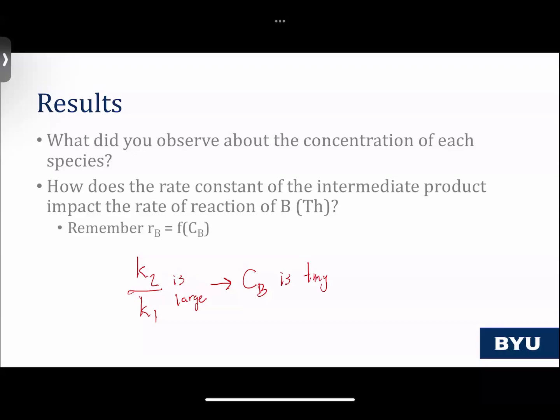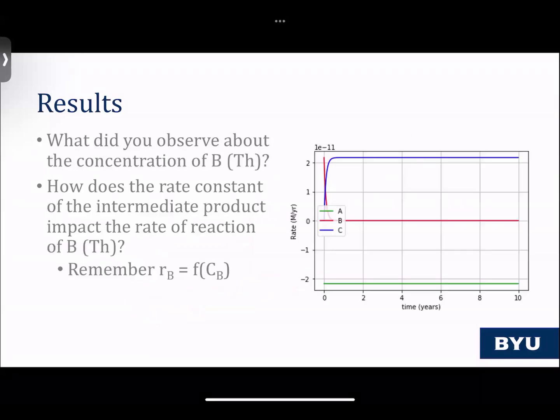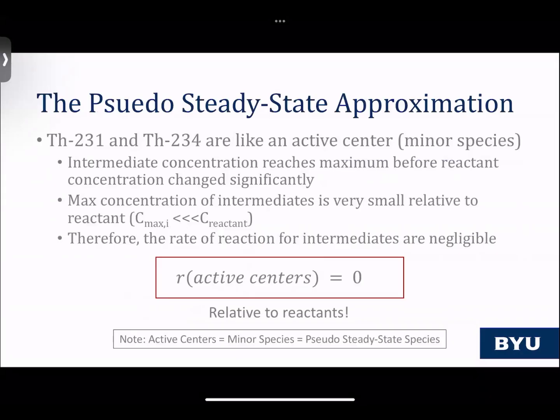And this is exactly what's happening with the pseudo steady state approximation, is that we are saying that our CB is so tiny. And because CB is so tiny, the reaction rate of B is going to be very, very small. Small enough that we could even say, let's just set that and say it's approximately 0. Notice we're setting the reaction rate of B equal to 0, not the concentration of B equal to 0. That's important. So, yeah, we just discussed that.